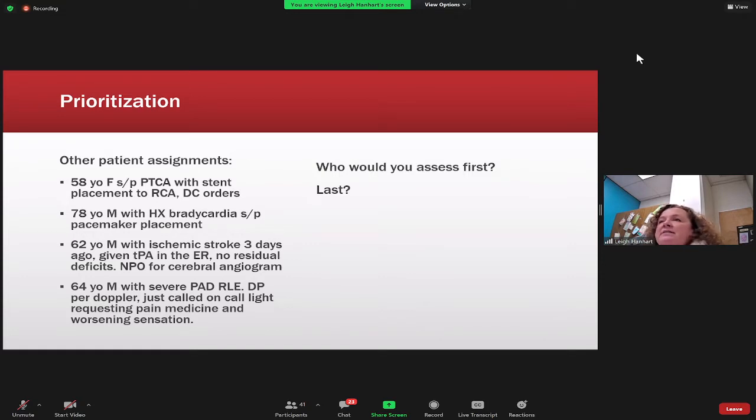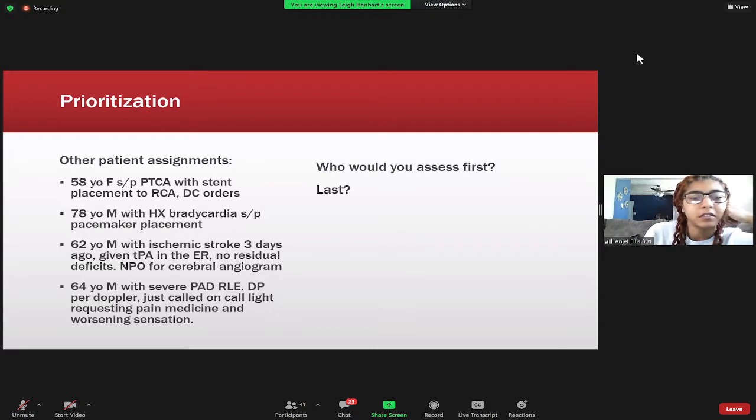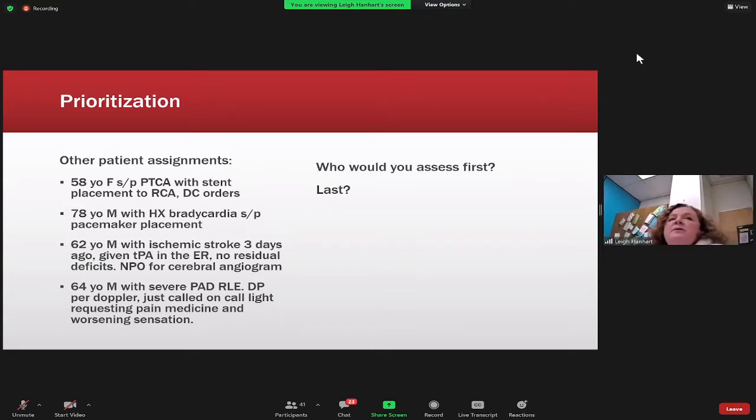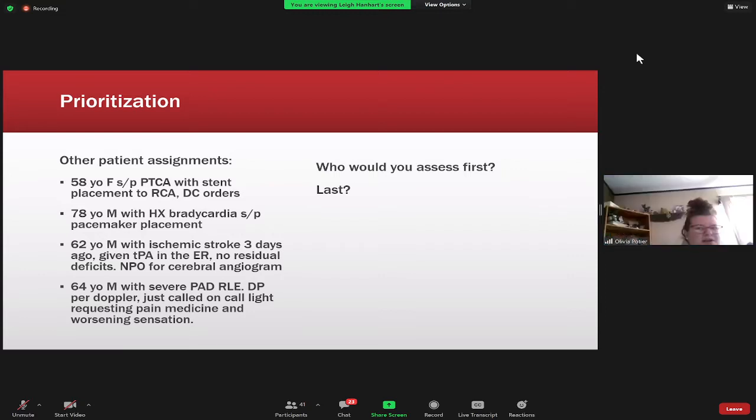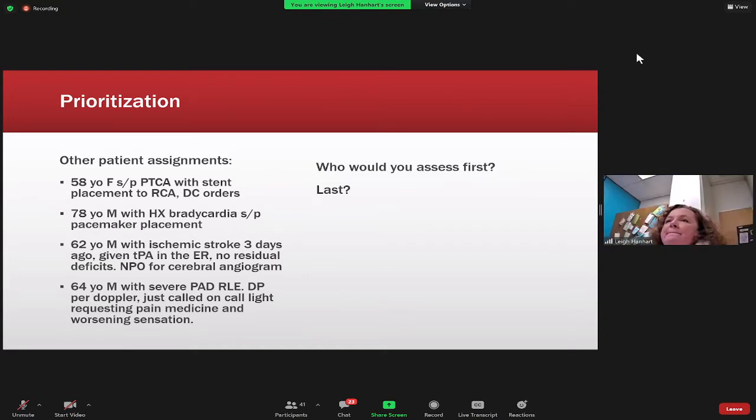Who would you assess next? Probably the patient with the ischemic stroke. So we have a patient with an ischemic stroke, but he was given initial treatment and he has no residual deficits, and he's going to go for a test basically to check his arteries. The patient with bradycardia. I would do the patient with bradycardia, 78-year-old male. But he has a history of bradycardia. It doesn't say that he's actively with bradycardia, right?